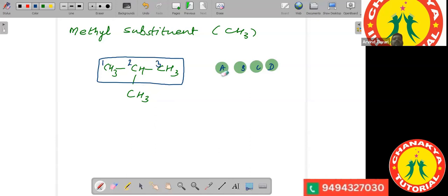You have a substituent group, methyl, at the second position. At the second carbon, you have attachment of a methyl group. CH3 is the methyl group. So its name will be 2-methyl, and its parent name is propane. So 2-methylpropane. Okay. Got it? Understood?